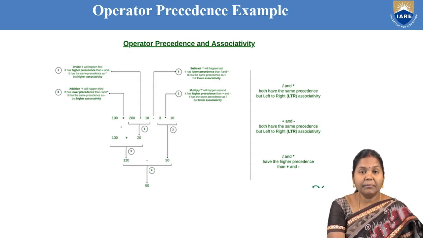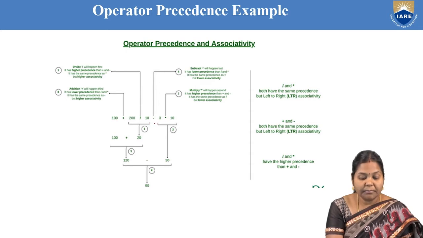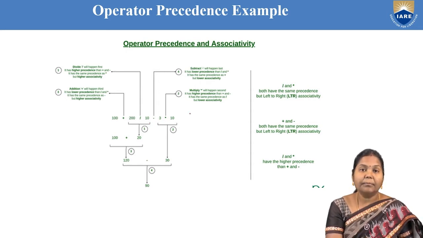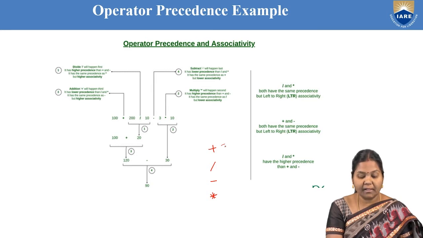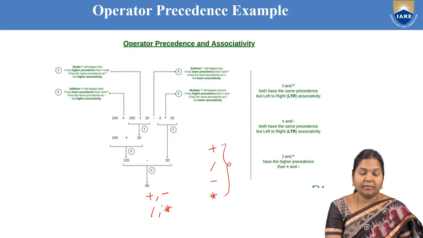For example, you have a bigger expression: 100 plus 200 by 10 minus 3 into 10. What are the mathematical operators available? Plus is there, division is there, minus is there, and multiplication is there. If you compare these, plus and minus have the same priority, and multiplication and division have the highest priority. These have higher priority and these have lower priority.